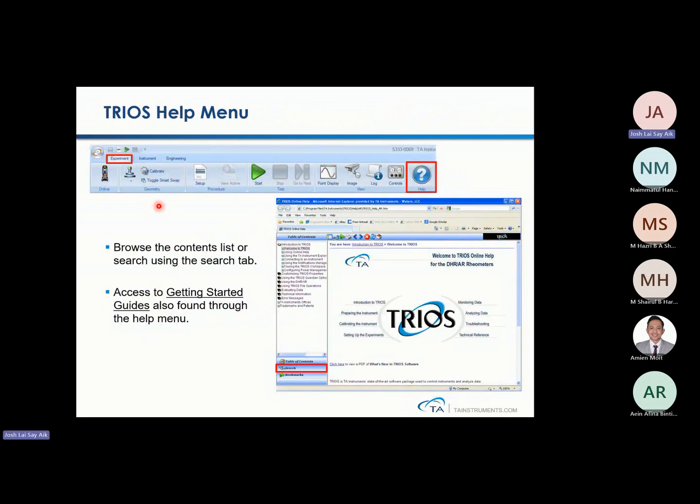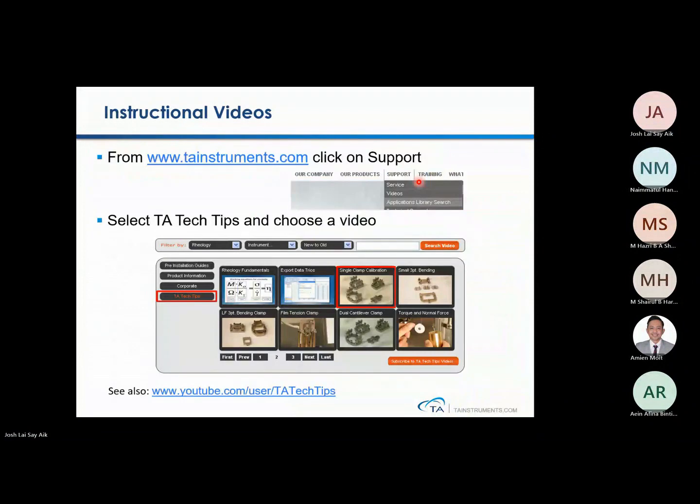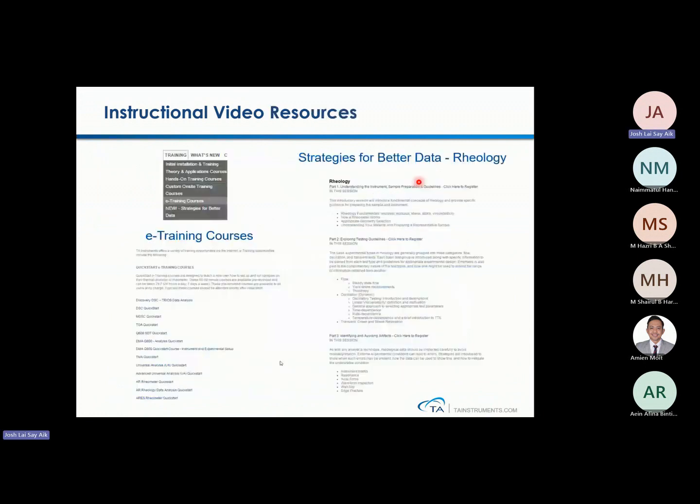In the software, I believe you already know that you have a lot of getting started guides for you to learn how to monitor data, how to analyze data, and how to troubleshoot. All of this is inside this tab. And we have a lot of tips to allow new users to operate the machines without any issues. And we have an e-training course for quick start. Just now you asked whether we have a training course, right?